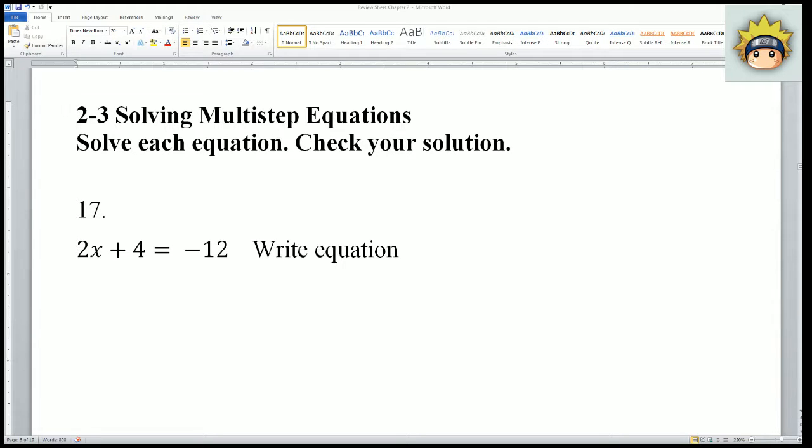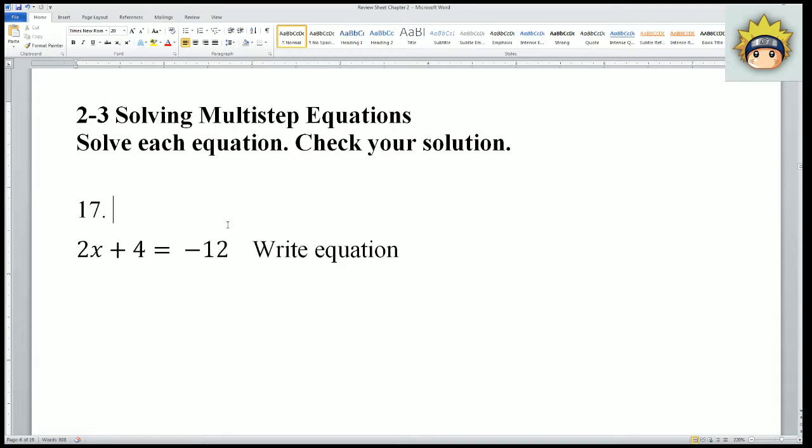Alright, this is 2-3, solving multiple step equations. This asks us to solve each equation, then to check your solution. For the sake of this video, I will only be showing you how to solve each equation. For you to check your solution, just make sure you plug the value back into the equation. Make sure the left hand side is equal to the right hand side.